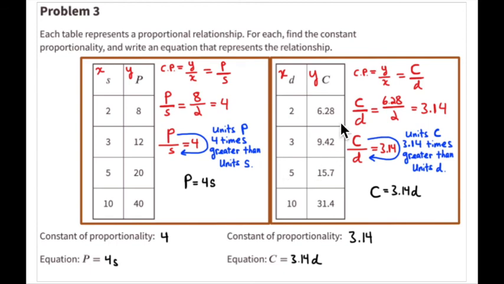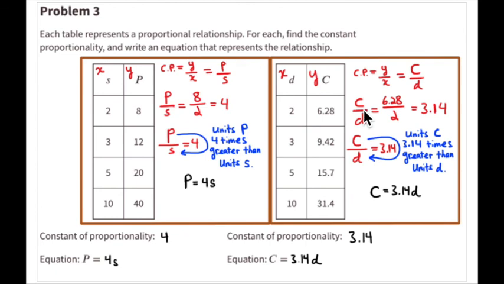Same thing over here. This is the circumference of a circle. This is the diameter of a circle. So it's saying the circumference is going to be y, and the diameter is going to be x, or c and d. So nothing changes. It's the same thing. Constant of proportionality is y over x, that is c over d.